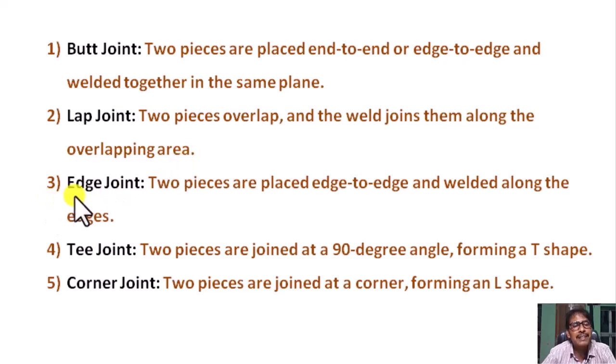Number 3, H joint. 2 pieces are placed edge to edge and welded along the edges. Number 4, T joint. 2 pieces are joined at a 90 degree angle, forming T shape. Number 5, corner joint. 2 pieces are joined at a corner, forming an L shape.